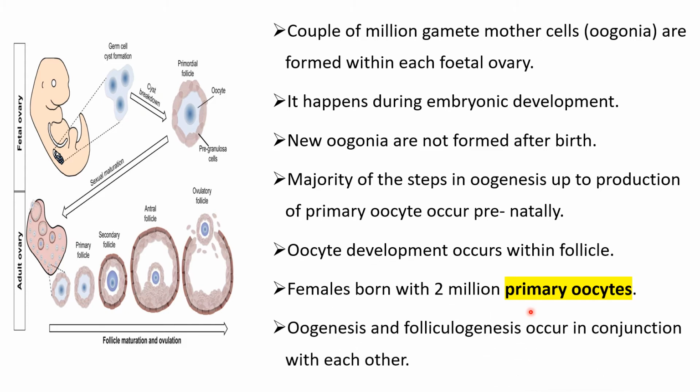Oogenesis and folliculogenesis occur in conjunction with each other. Oogenesis is the formation of female gametes. Folliculogenesis is the formation of follicles. Both processes occur in conjunction with each other, hand in hand.